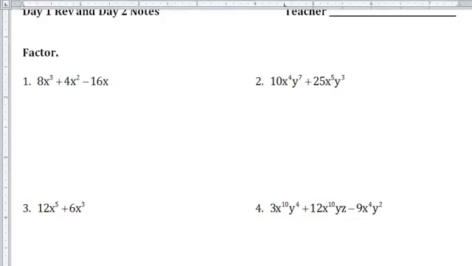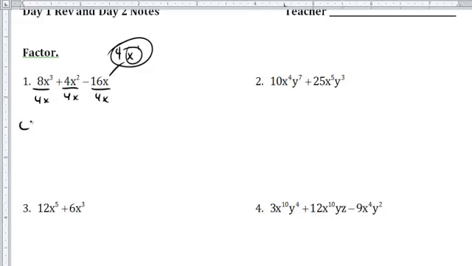Remember, you're looking for the smallest exponent for the variable, and you're looking for the biggest number that goes into all three numbers. For the first one, looking at the exponent, x is my smallest exponent. This is really saying x to the 1, so you're going to divide everything by something x. What number goes into 8, 4, and 16? Well, 4 does. So my greatest common factor is 4x. I'm going to divide each of these by 4x.